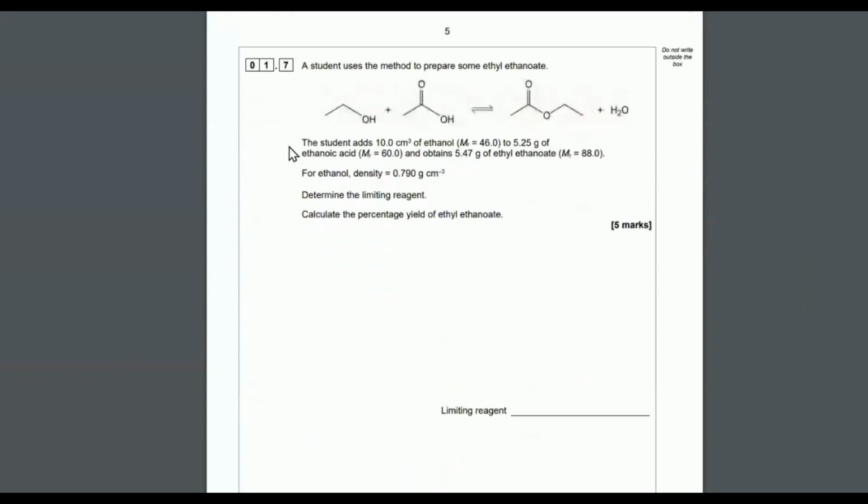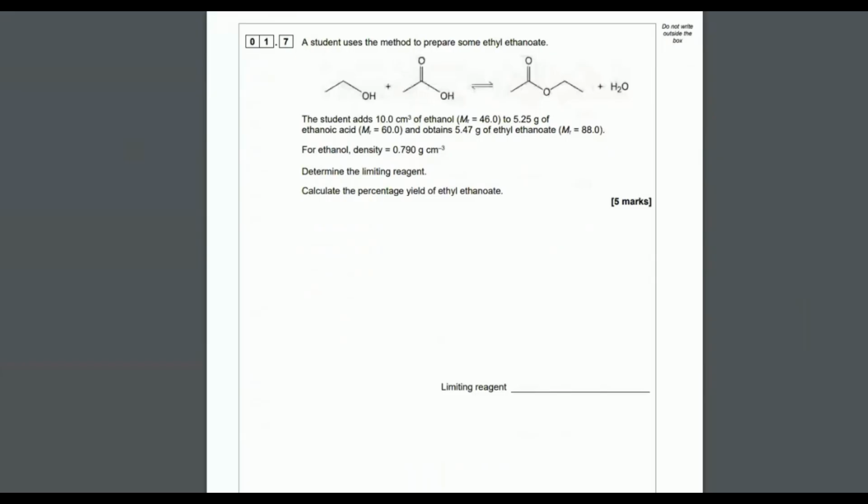What have we got left? Oh, we've got an amount of substance question. Right, 1.7. A student uses the method to prepare some ethyl ethanoate. So again, we've got ethanol, ethanoic acid, ethyl ethanoate, water. The student adds 10 cm³ of ethanol, Mr 46. As soon as I read through this question, I'm thinking, they've just mentioned Mr. I'm immediately thinking mass over Mr times moles, the triangle.